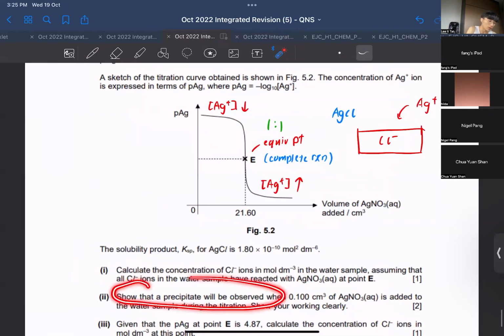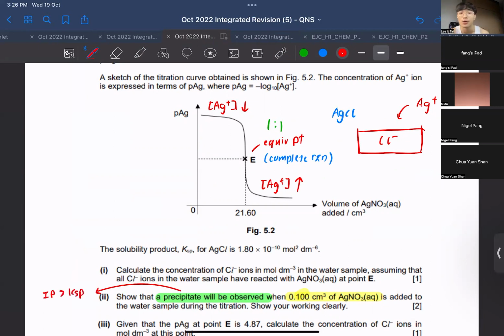Show that a precipitate will be observed when you add this amount of AgNO3. Again, this is a show question. You need to show that a precipitate is observed. So what does it mean for a precipitate to be observed? It means IP must exceed the KSP of AgCl, right? Now, you're not supposed to start your answer with this expression. In fact, you're supposed to end off your answer with this expression, because you're supposed to prove this expression.